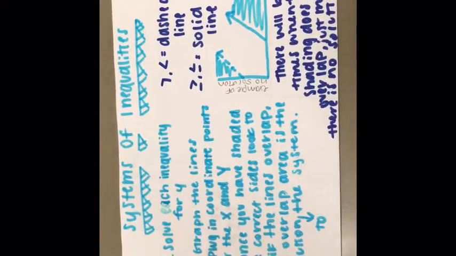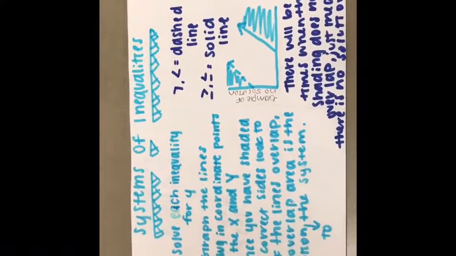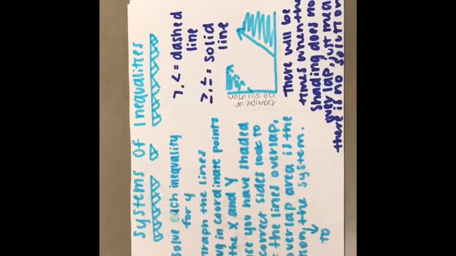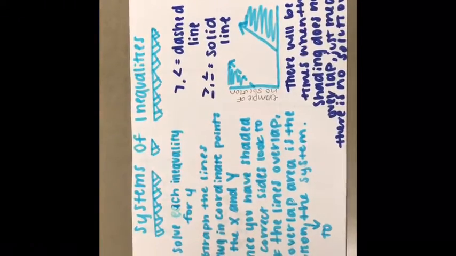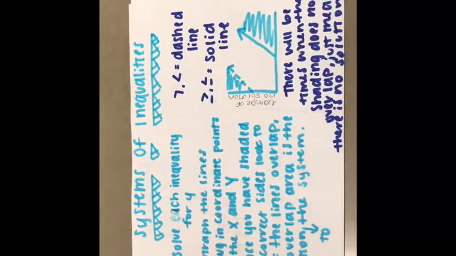Systems of inequalities. To solve a system of inequalities, you're going to solve each inequality for y. First, you're going to graph the lines. Then you're going to plug in the coordinate points for the x and y. Once you have shaded the correct sides, look to see if the lines overlap. The overlap area is the solution to the system.